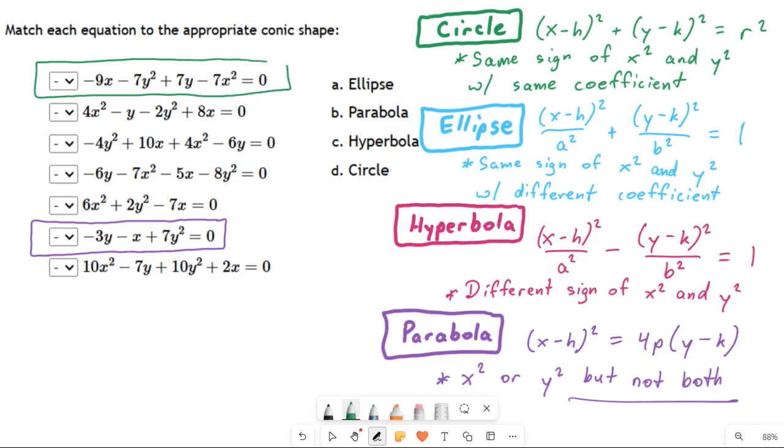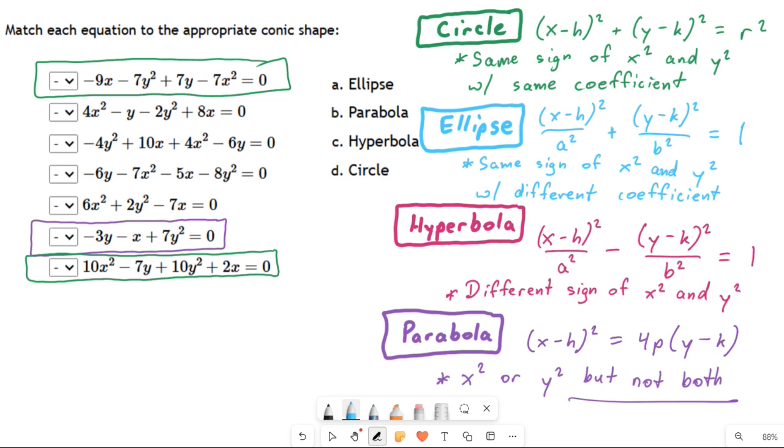And keep on looking through the list, see if you can find another one before me. I see a few things in here that have the same sign, but they're different numbers, like this guy, -8, -7. That is not a circle. Those need to be the same number in front. So we'll get to that guy next. Are there no more circles? Oh yeah, there's one at the very end. 10 and 10 for the x squared and y squared. So that's another circle at the bottom.